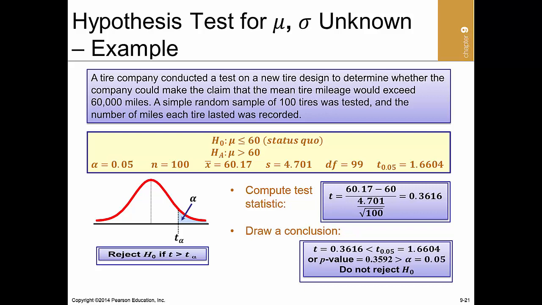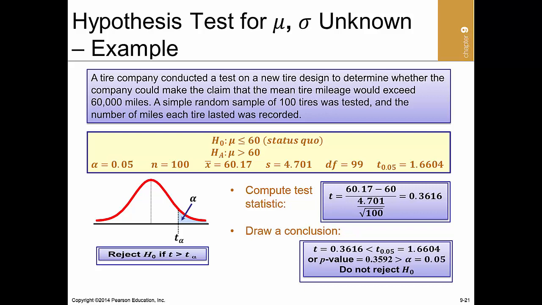We could also compute a p-value. The p-value is 0.3592, which is greater than alpha of 0.05. So just know that a greater region under the curve corresponds to a test statistic that's closer to the center than alpha. So in either case, we're not going to reject the null hypothesis.